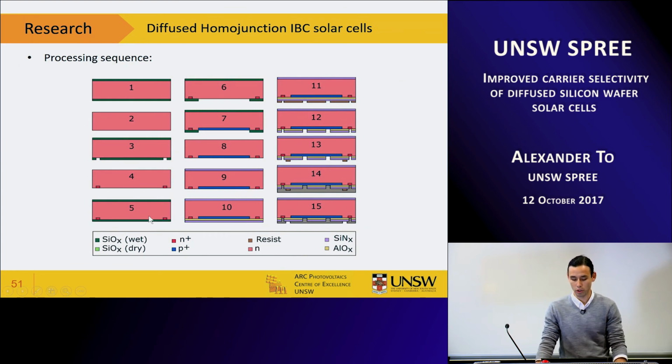This is essentially the fabrication process flow. I won't go into it in too much detail apart from to say that it's a lot of steps and it follows very closely the ANU state-of-the-art IBC that they published, I think 2 years ago now actually. So it has diffused N+ and P+ regions, it has evaporated aluminium contacts, and we have silicon nitride passivation on the front and an aluminium oxide silicon nitride stack on the rear.